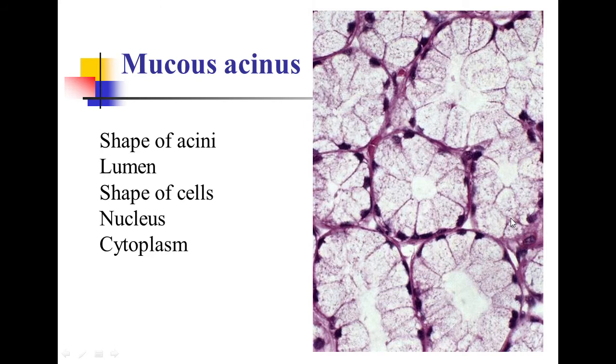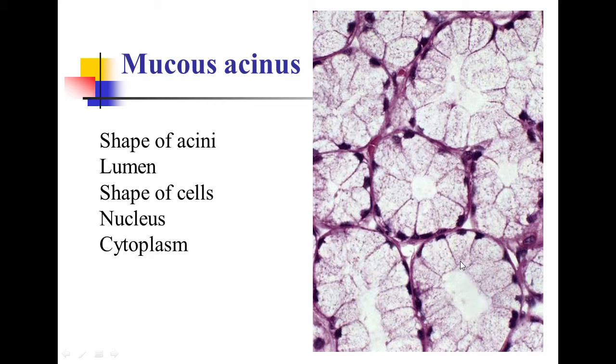Now we'll see the structure of the mucus acinus. If you see the mucus acinus, the shape of the acinus is oval, and the lumen is wider as compared to the serous acinus. The lumen of the mucus acinus is wider as compared to the serous acinus.